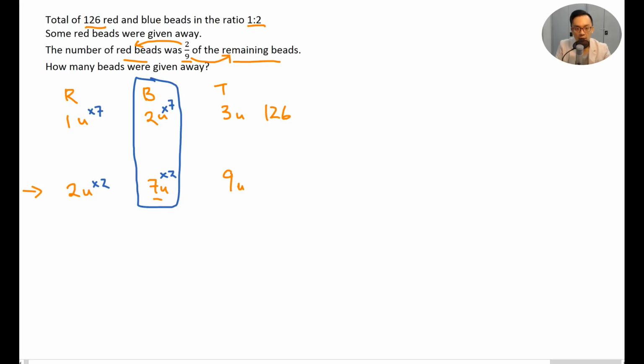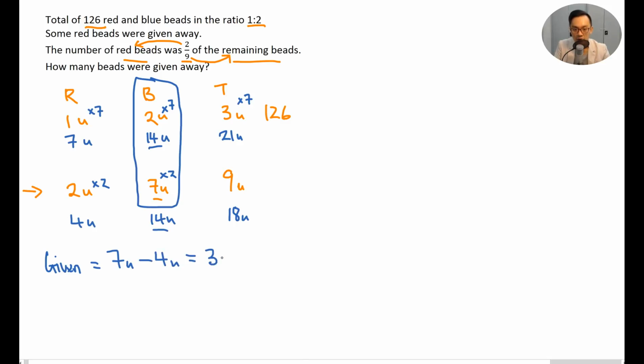And what happens after that is I write down the new ratio, which is 7 units, 14 units, and it's also times 7, 21 units. Times 2, this becomes 4 units, 14 units, and this can be 18 units. And because I've made my constant part the same, I know that in terms of given, I have 7 units at first, minus away 4 units in the end. Therefore, I have given 3 units away.